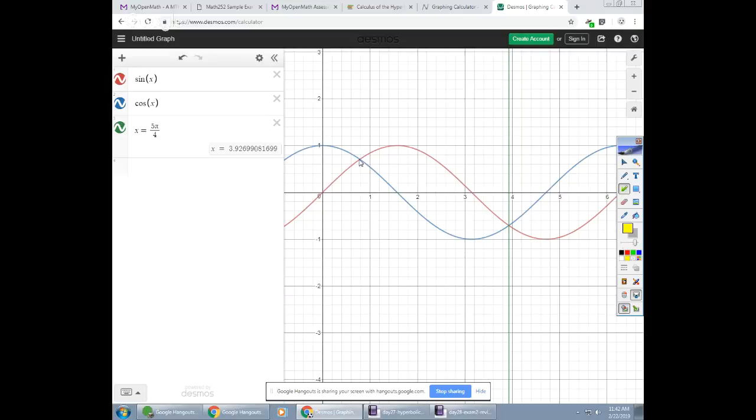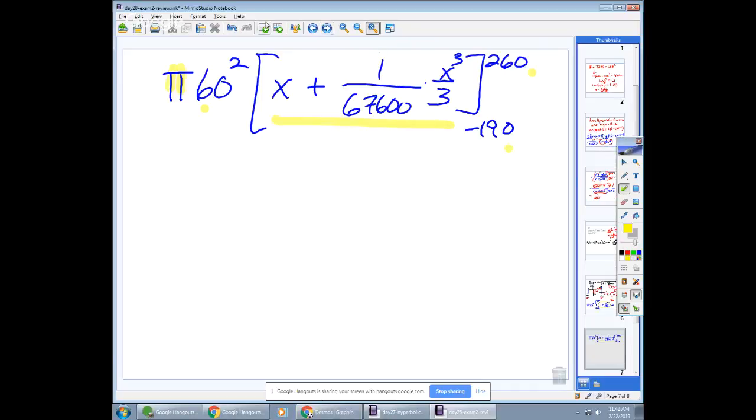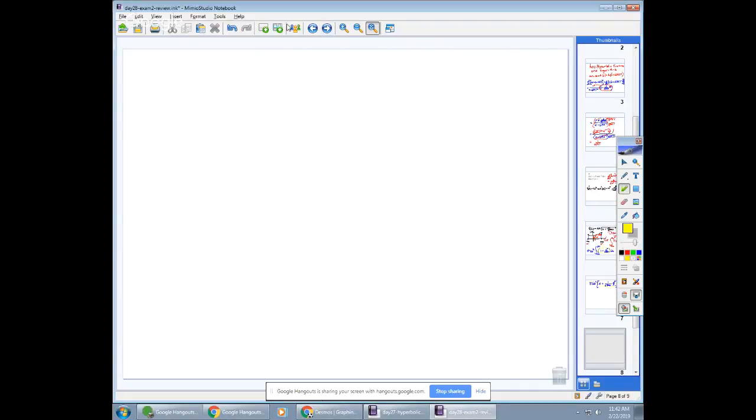Okay. Where do sine and cosine meet? Well, sine and cosine meet, think about the unit circle. For what angle do sine and cosine have the same value? Pi over 4 is one of them. So new page. So just quick trig review here.